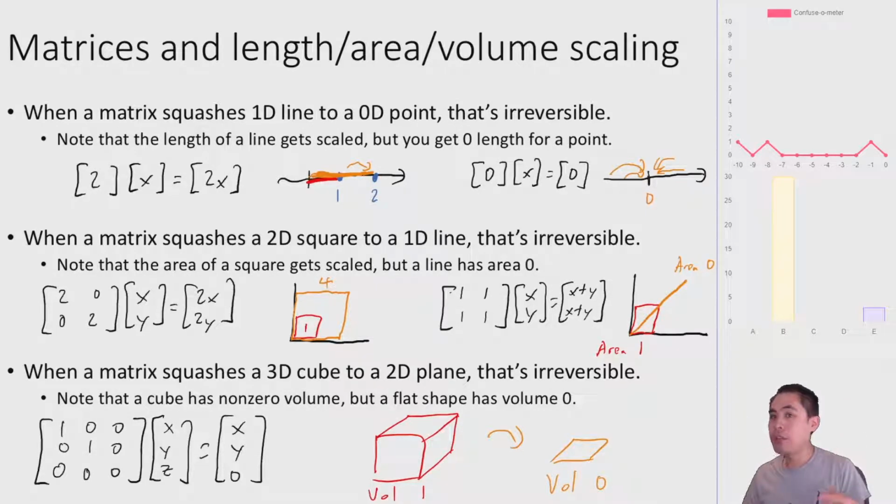In fact, if you take a look at the determinant of this 2 by 2 matrix, for example, if you were to take the determinant of 2, 0, 0, 2, that's equal to 4. So that actually is the same as this volume scaling that we just described.